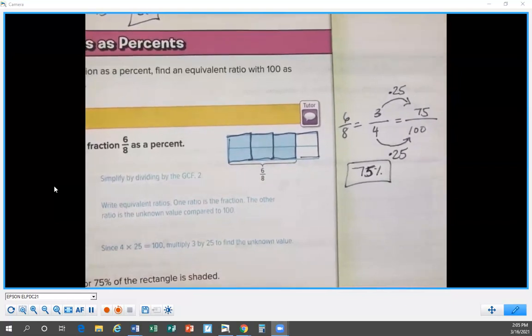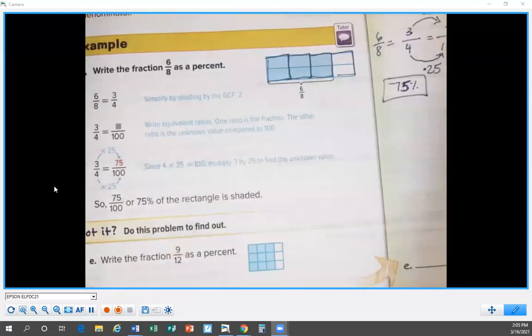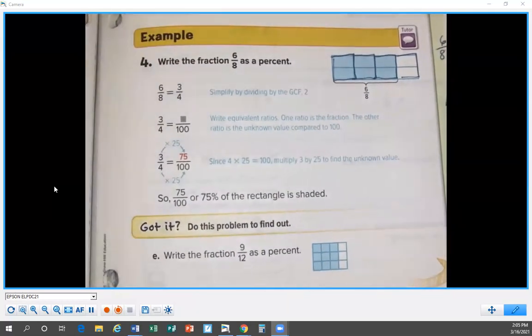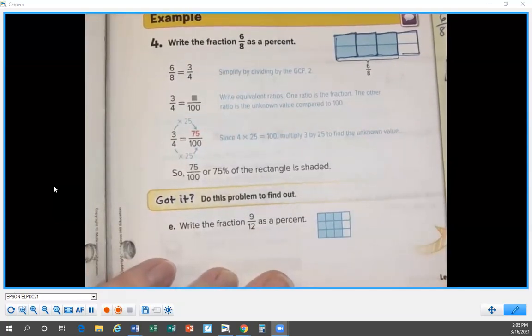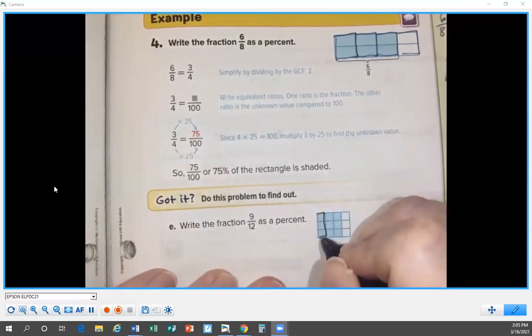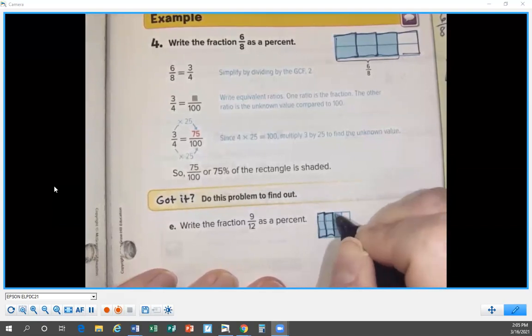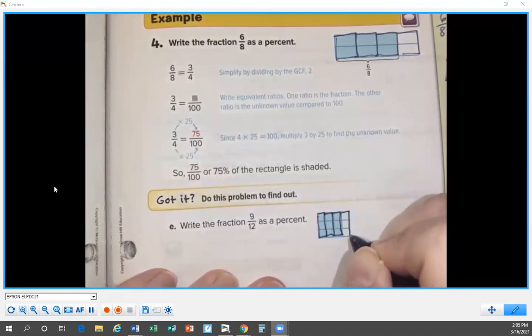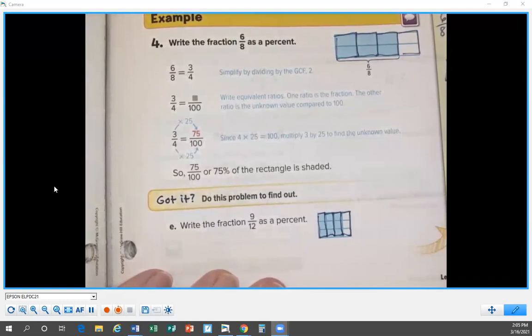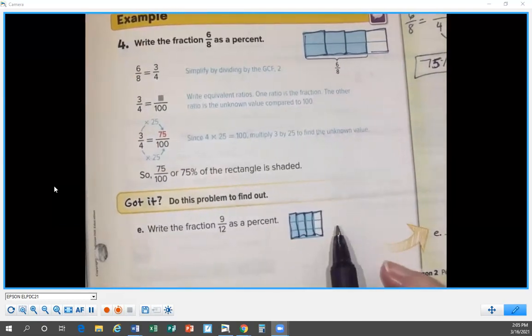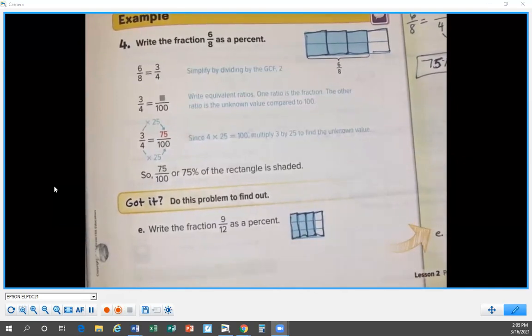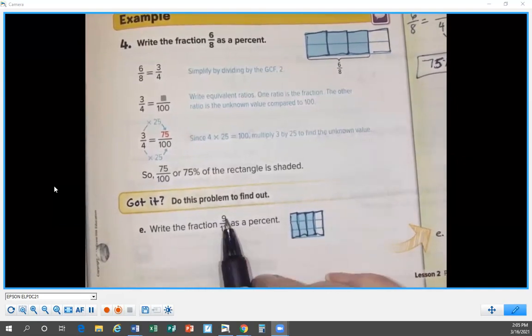Let's look at Got It E. And again, that area model will help you to see. Okay, in the area model, I can see fourths when I look at the columns. So I have 1/4 here, 1 column, 2 columns, 3 columns are shaded out of the 4 columns that are there. So I can see that 3/4. Okay, so that's one way, and you can see that as the same as 75%. We know 3/4 is 75%. So we have 9/12.